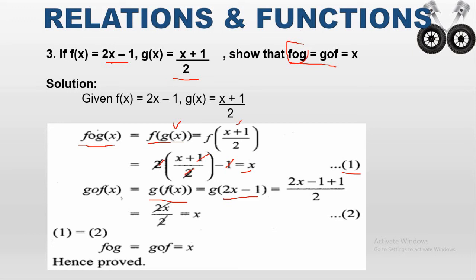So it can be written as (2x - 1 + 1) whole divided by 2. So the plus 1 and the minus 1 are cancelled. What is the remaining factor here? The remaining factor is 2x whole divided by 2. Again 2 and 2 are cancelled. The remaining factor is x. So equation 1 is equal to equation 2. That is f of g is equal to g of f, and that should be equal to x. Hence it is proved.